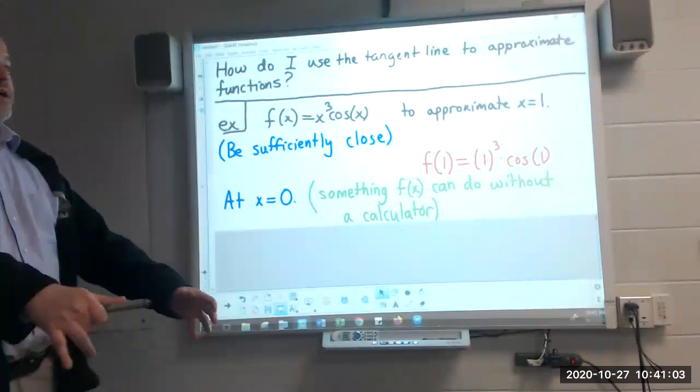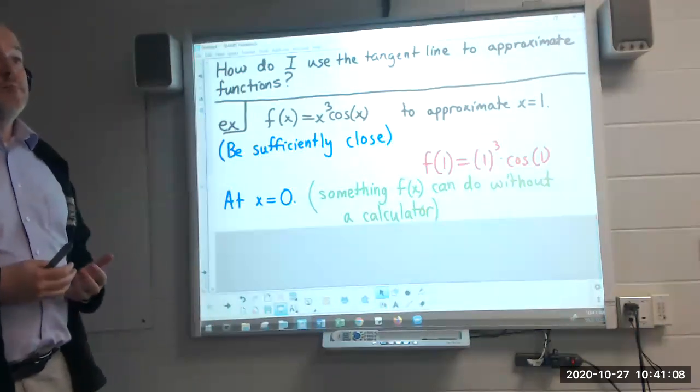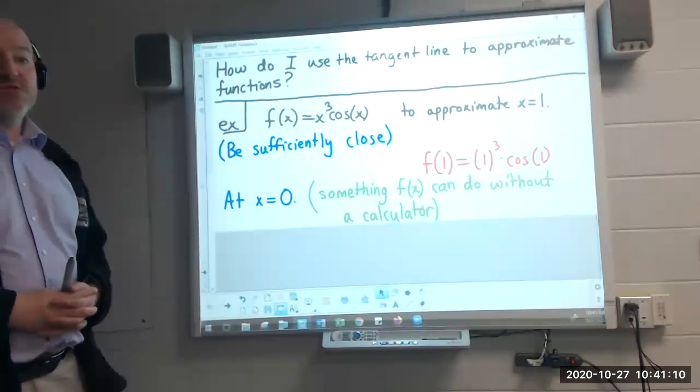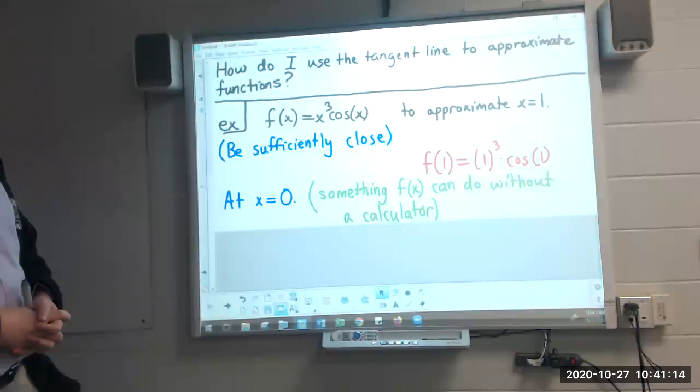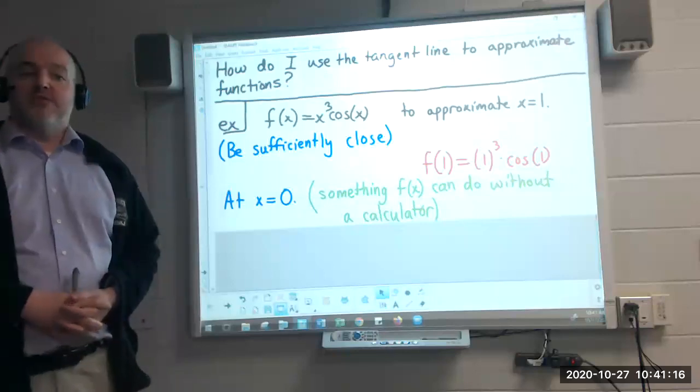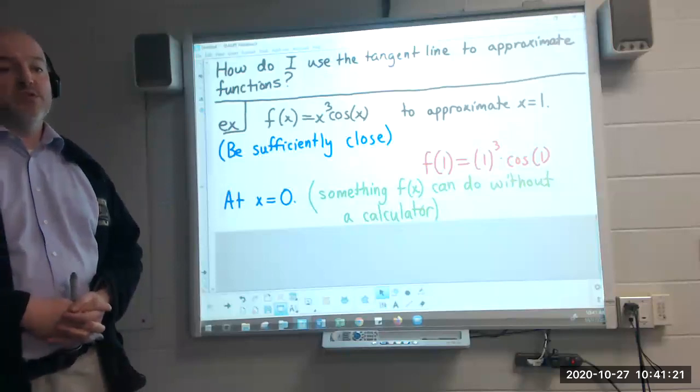So again, why are we learning about approximation? Because this is perhaps one of the most frequent uses of mathematics on a daily basis by most people, whether they get into the particulars or not. And this is the first and most basic approximation. It's using the equation of a tangent line.